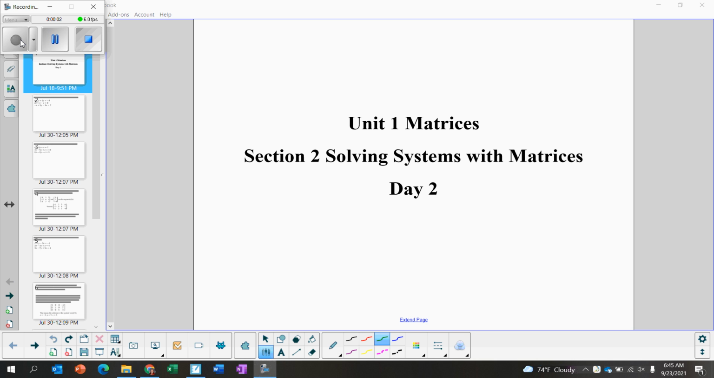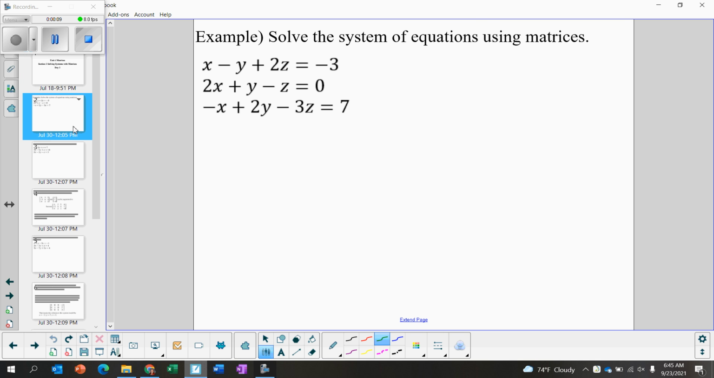This is the second day of systems with matrices. We're going to focus on 3 by 3 matrices. So our first example here, we have a 3-variable system of equations.